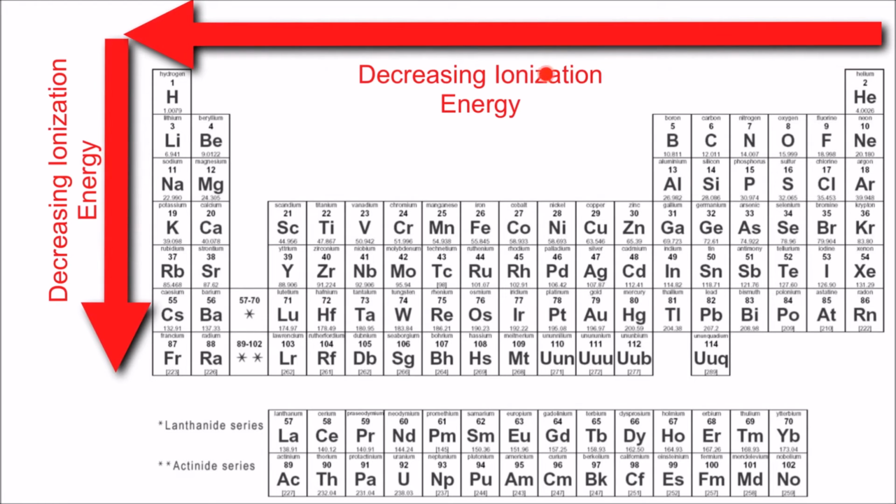On this one, if we move from right to left, the nuclear charge decreases because we have less and less protons. And if you have less and less protons, that means that they are less and less able to hold on to their electrons, which means it's way easier to steal an electron. So again, the ionization energy decreases.